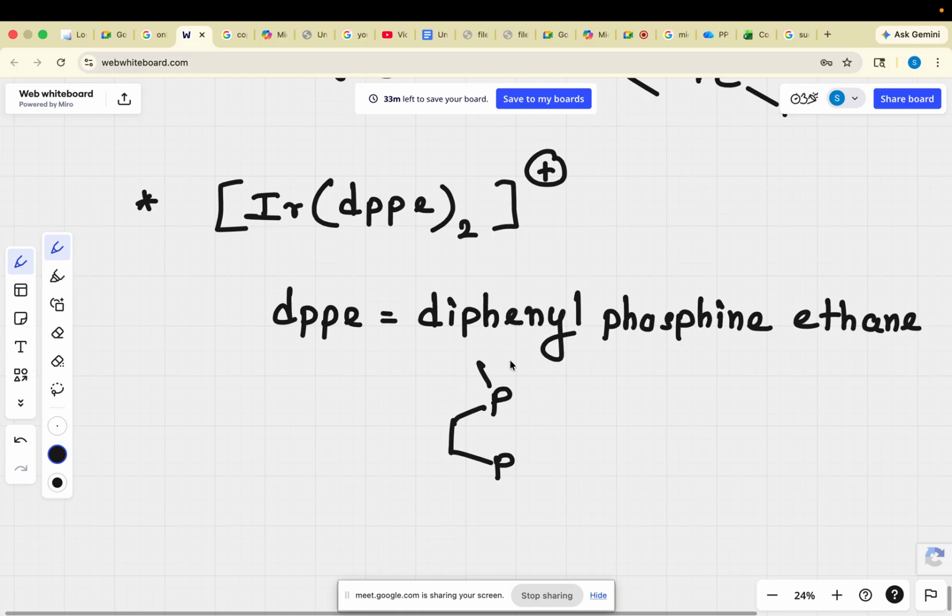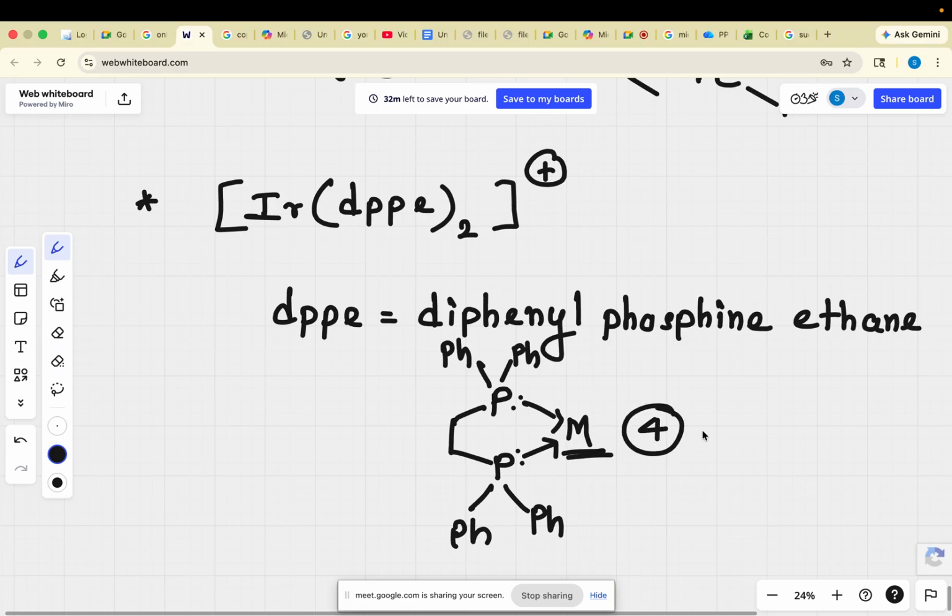So you have 2 phenyl rings here, attached to the phosphorus center. So phosphorus will donate how many electrons? 2 electrons, because it has 5 valence electrons and 3 bonds already it is forming. So these 2 electrons it will donate, and this phosphorus will also donate 2 electrons. So 1 DPPE unit is donating how many electrons? 4 electrons to the metal center.